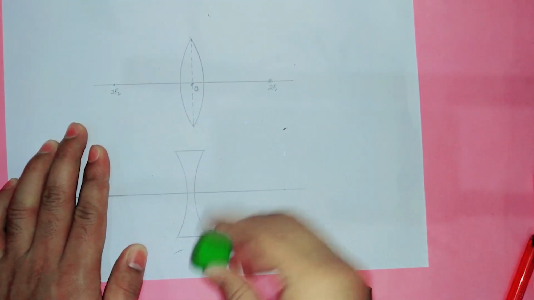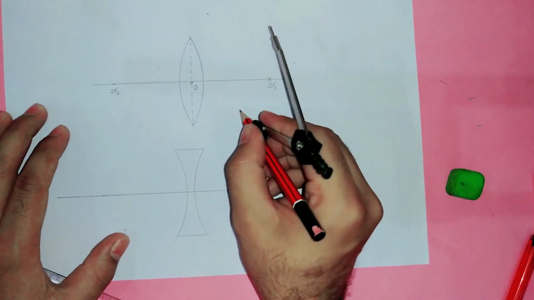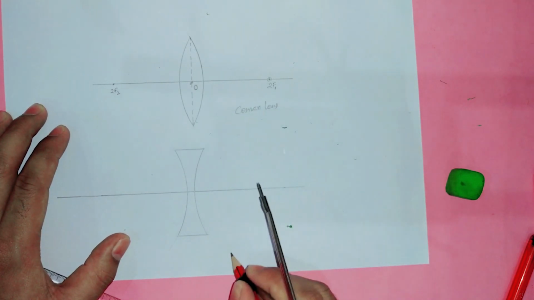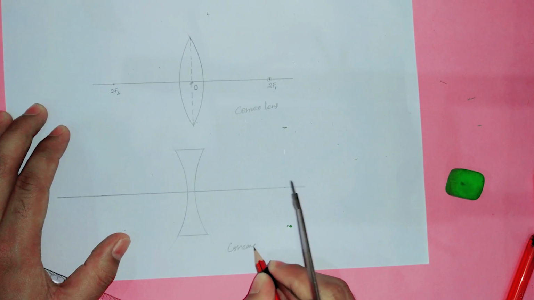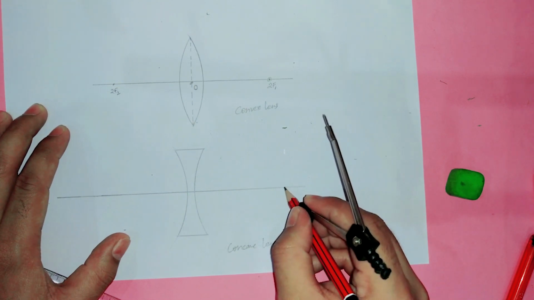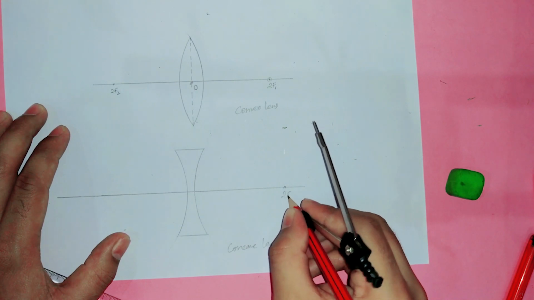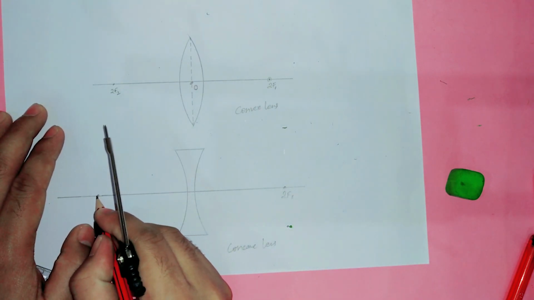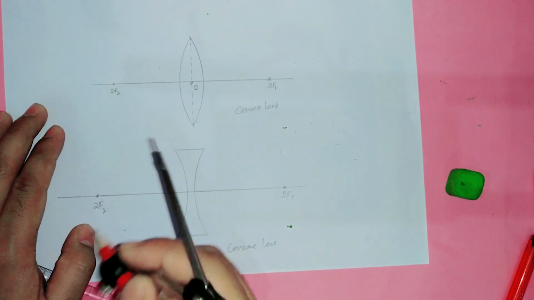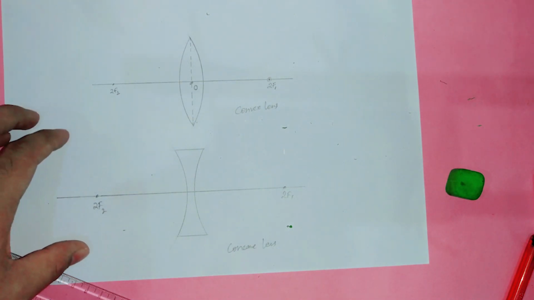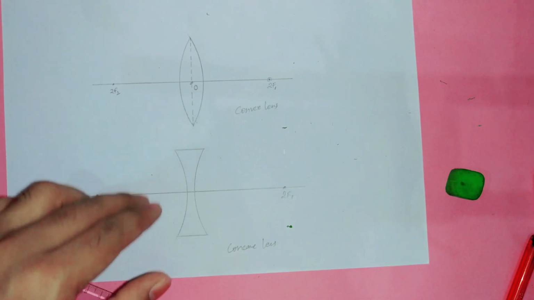So this is our concave lens. This is the convex lens, and this is our concave lens. And this point where we have pointed our compass is 2f1, and this point is 2f2. Clear? So this is how we draw a convex lens and a concave lens.